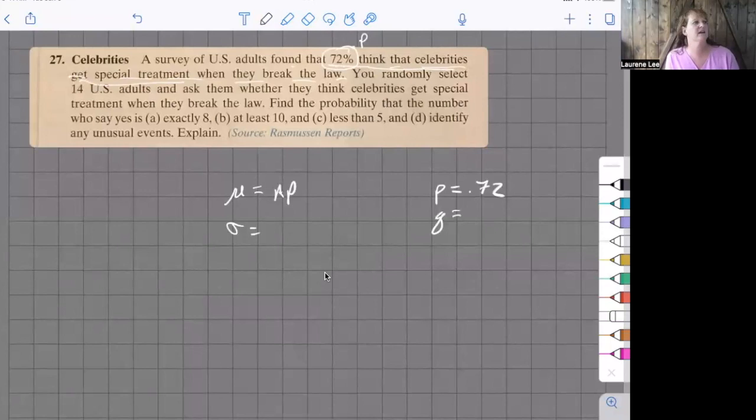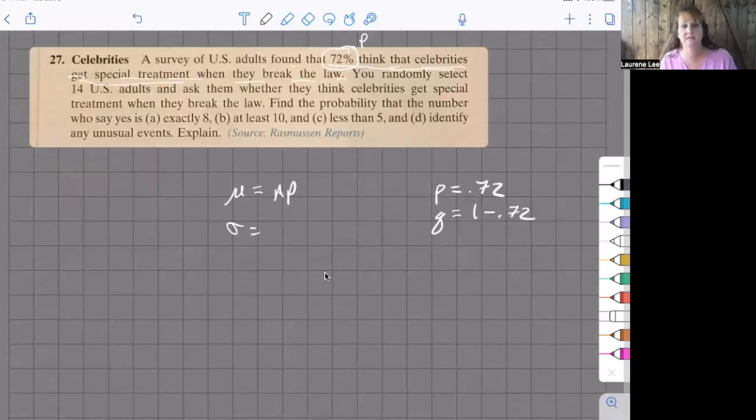Now, how do we figure that out? P is the successes, Q are the failures. Together, they add up to be 100%. So how do I find Q? I take 100%, or 1 if I'm in decimal land, and I subtract 0.72.